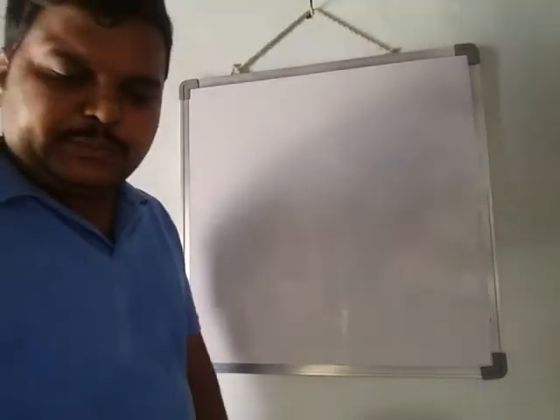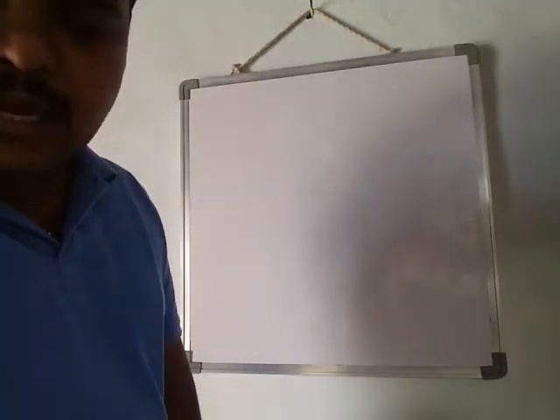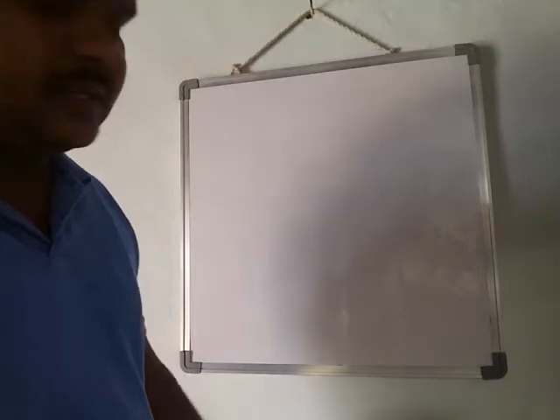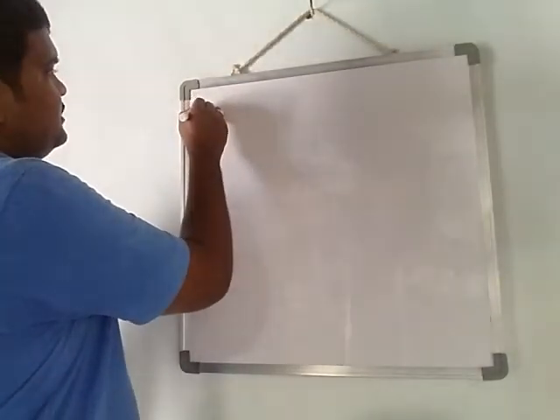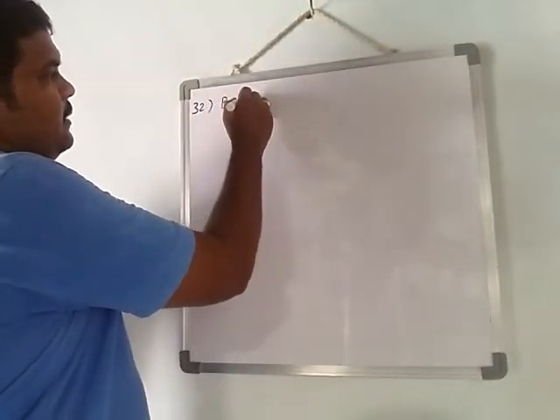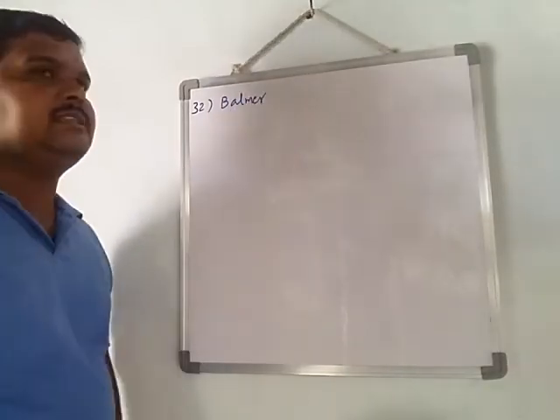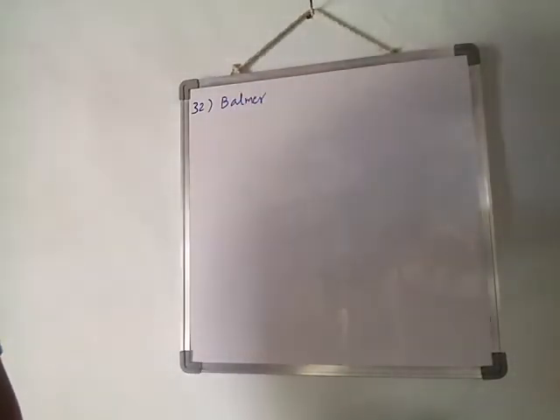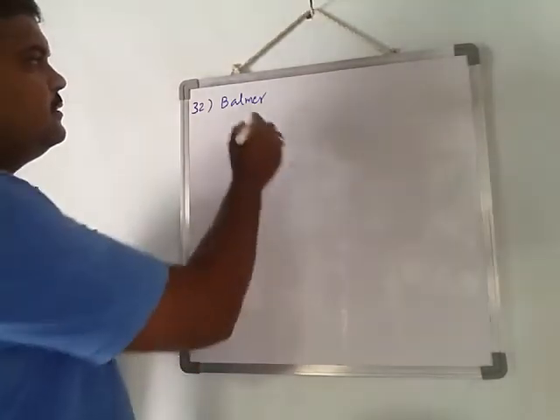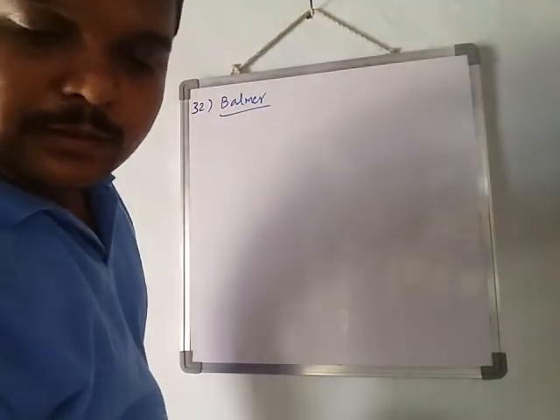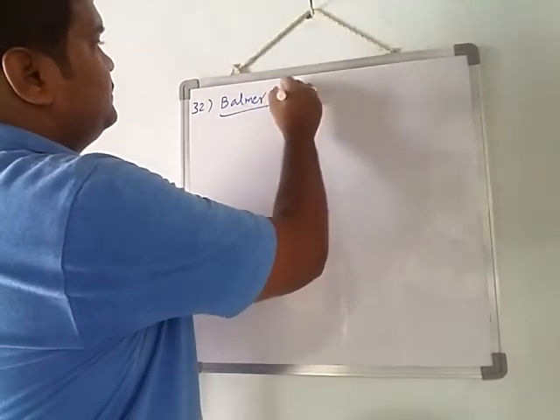Next question number 32. Which of the following series of lines are the only lines in hydrogen spectrum which appear in the visible region? That is the direct question. In the visible region, only Balmer series is there. So option B is correct.